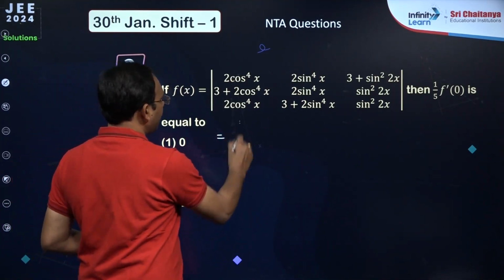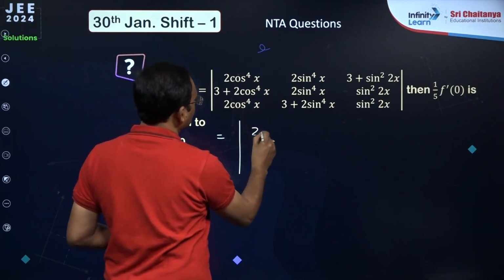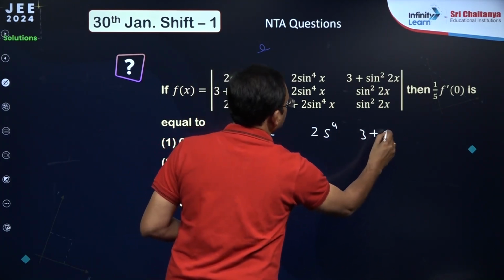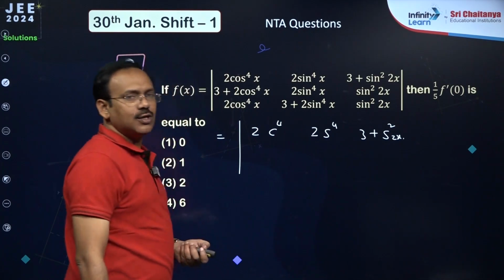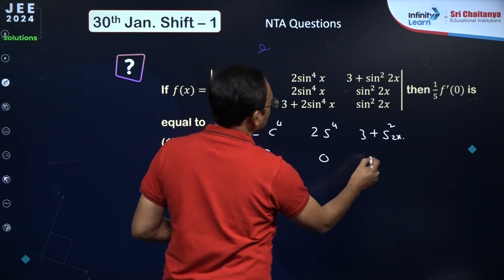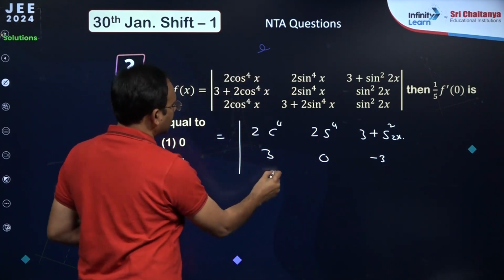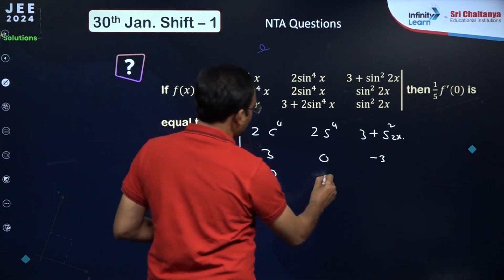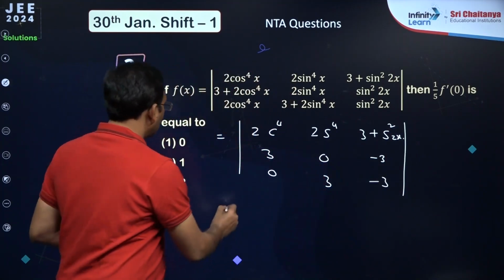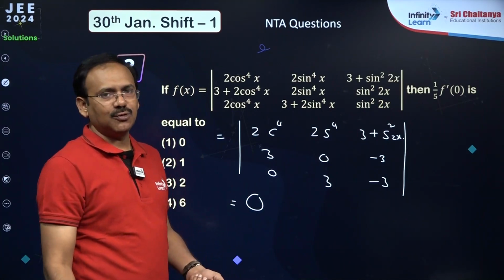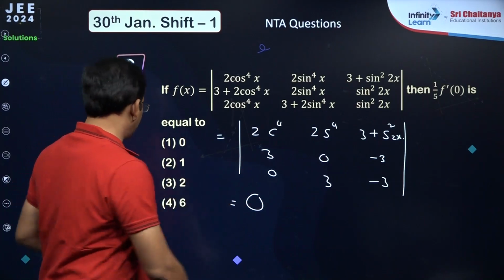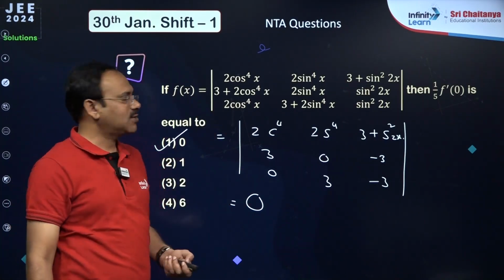First of all, you try to simplify this determinant, r2 minus r1. You see, 2 cos power 4, 2 sin power 4 and 3 plus sin square 2x is given. You just do r2 minus r1, this becomes 3, this becomes 0, this becomes minus 3. r3 minus r1, this becomes 0, this becomes 3 and this is minus 3. Now this determinant, if you expand, you will get f of x itself 0. So dear friends, automatically f dash of 0 will be 0. So 0 is going to be the answer, dear students.